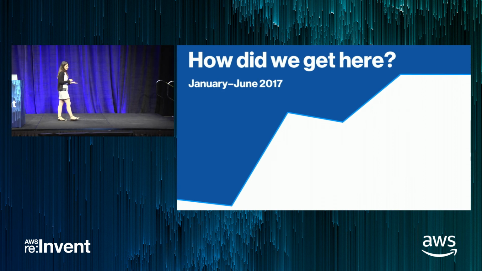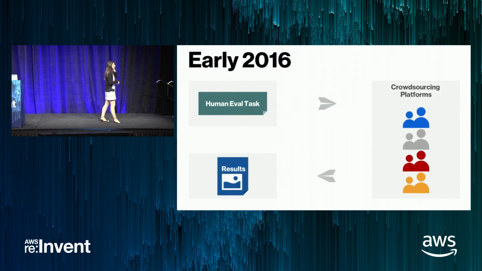So we've been using human eval for these use cases for a few years, but it really started to take off in early 2016. And even just in the first 6 months of 2017, you can see how significantly we increased our usage of human eval. But how did we get here? How did we get to be a company that relies so much on human eval? And to talk about that, I'll go back to early 2016.